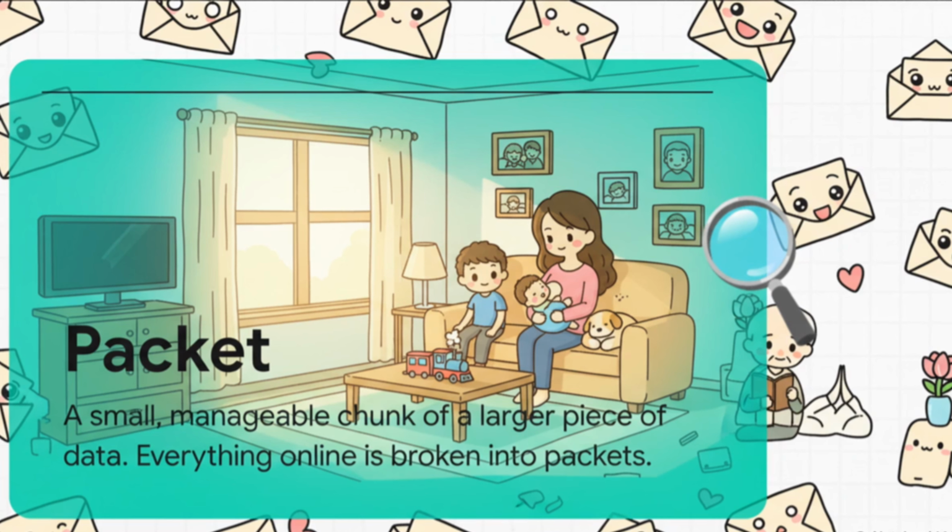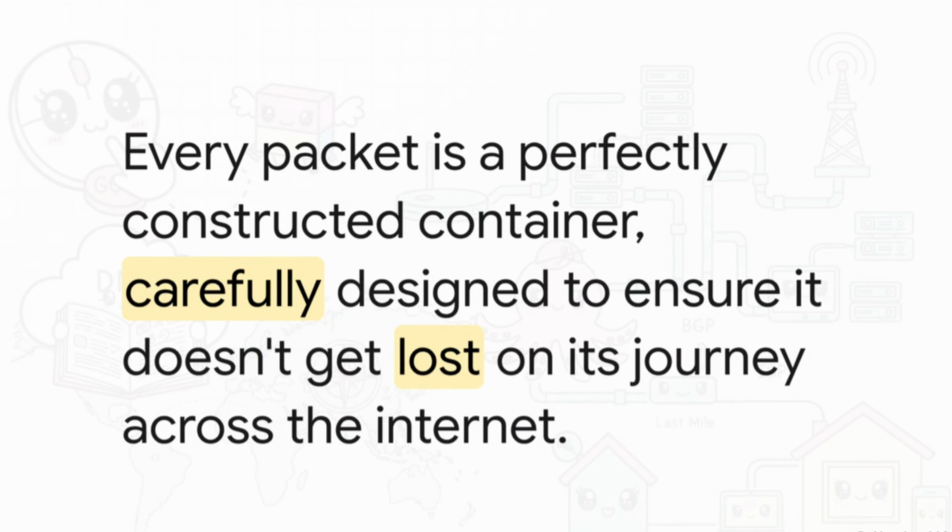So what are these little pieces called? They're called packets. And seriously, everything you do online, from watching this explainer to sending an email to streaming a movie, it's all chopped up into these tiny, manageable chunks. A single photo you post could be broken into thousands of these individual packets just to get it across the network. But these packets, they're not just random bits of data flying around.